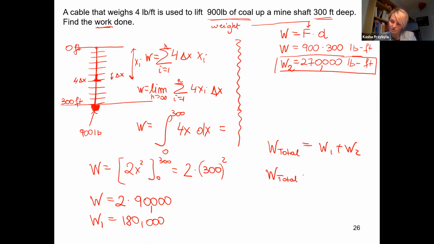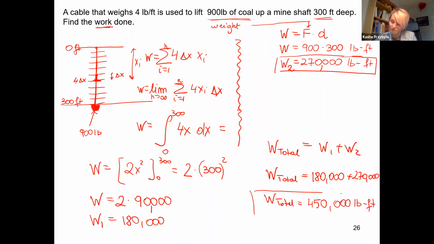What's the final answer? 180,000 plus 270,000. Okay, I'm trying to give you 180 plus 270, 450,000, and it's just pounds-feet, because it's not SI, not like newtons.